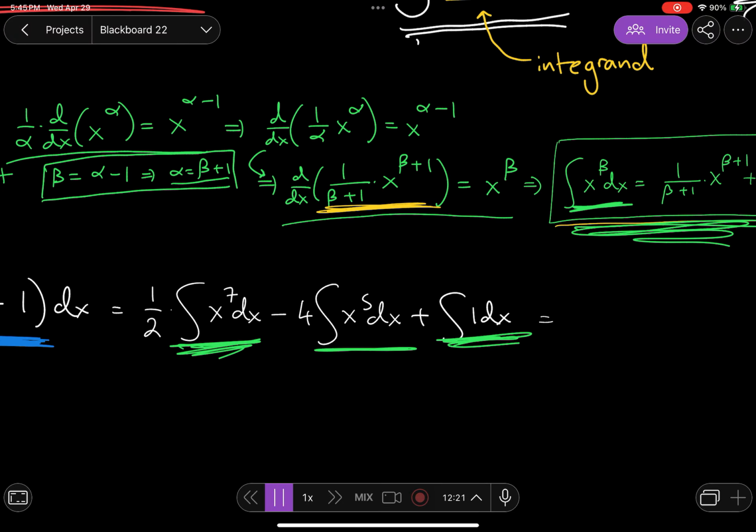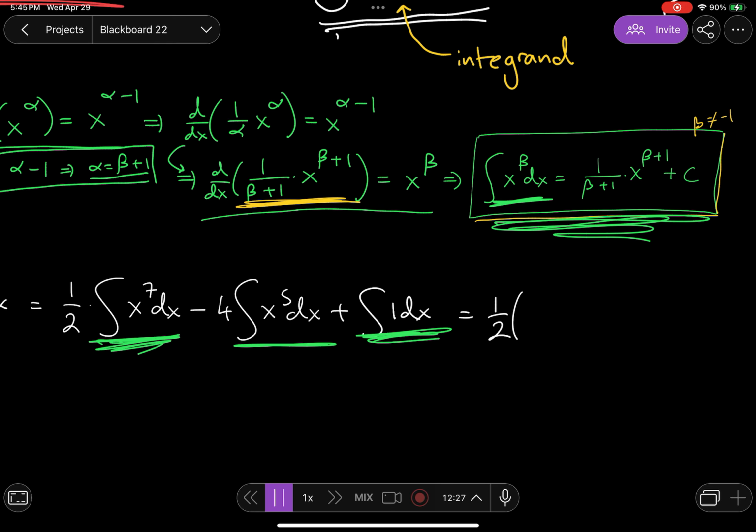This is going to be the same thing as 1/2 times, so my beta in this case is 7. So I'm going to have 1 over 8 times x to the 7 plus 1, which is 8. So that's 1 over 7 plus 1 times x to the 7 plus 1. So hopefully that makes sense. I'll have 1 over 8 times x to the 8th.